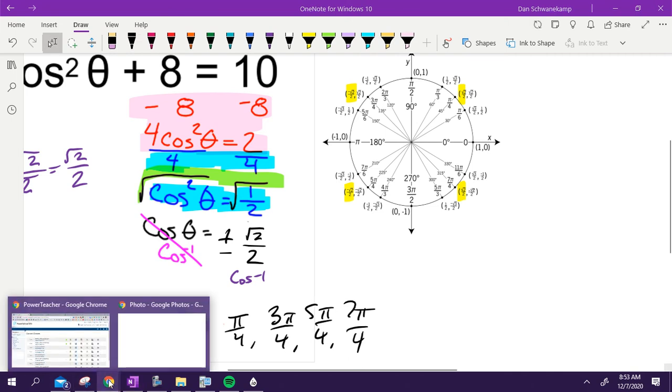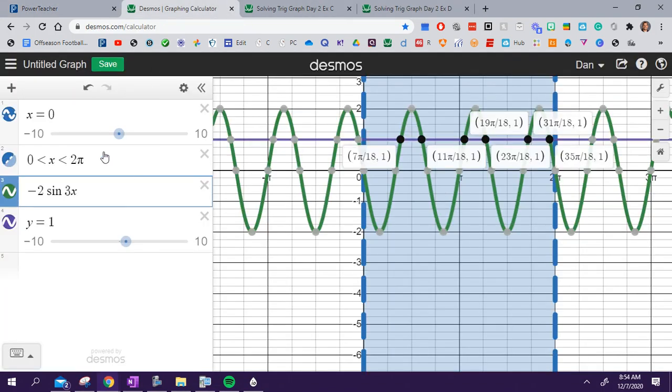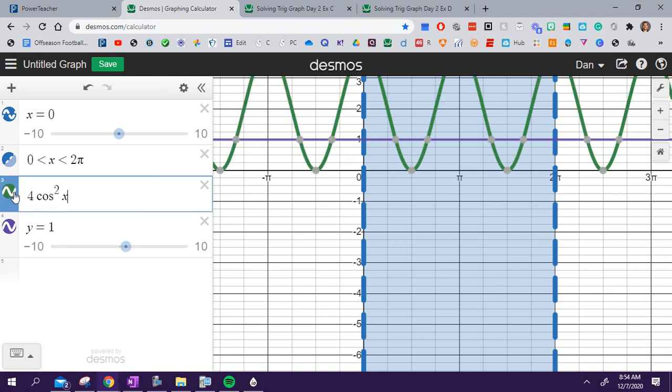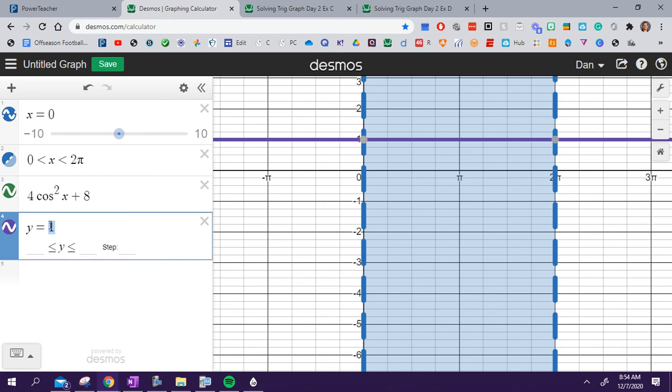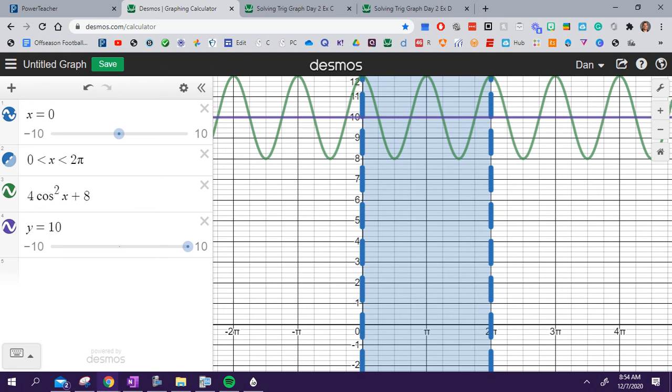Again, this is a really important aspect to what we're doing, okay? I think the best way to see anything we're doing today is to graph it. So I'm going to show you that real quick. So what we just did, what was the problem? 4 cosine squared theta plus 8, and we are trying to be equal to 10, correct? So we're going to make this equal to 10, okay? So here is my answer. Notice this blue shaded part. The blue shaded part is 0 to 2 pi because all our answers are going to live on that interval from 0 to 2 pi.